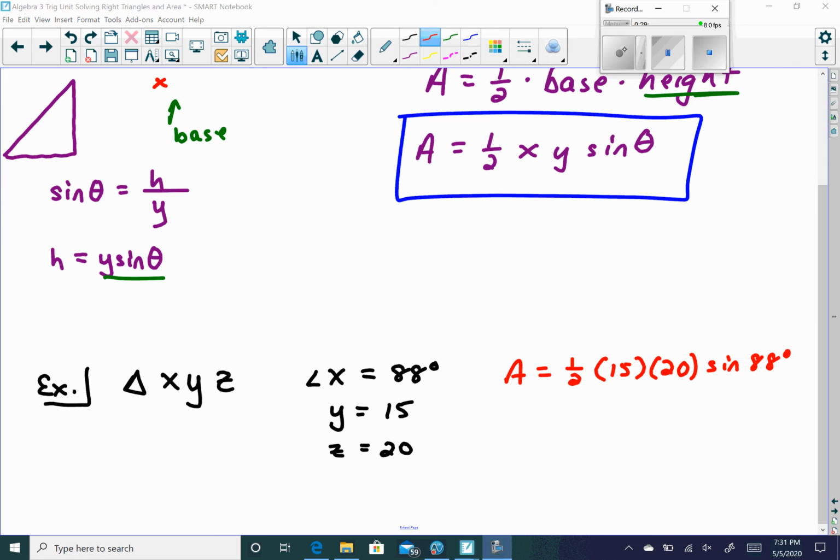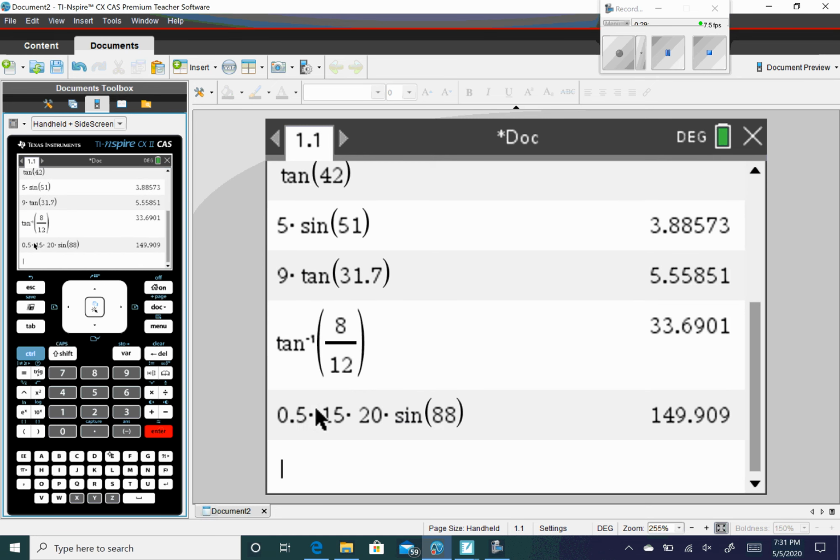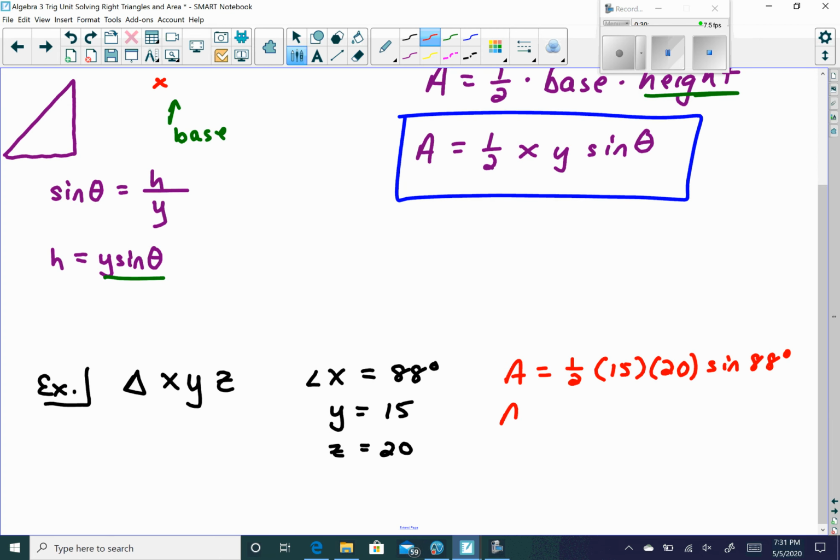All right, so let's go ahead and type this into our calculator. I'm just going to use a 0.5 as 1/2 times 15 times 20, and it's always going to be sine, as I just generated that formula for you. So it's going to be times sine, and we have what, 88 degrees. So I'm getting an area of 149.91, and it's going to be square units in this case. Area is equal to 149.91, we'll say square units.